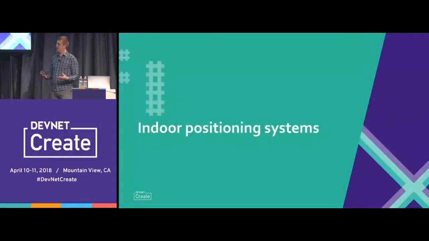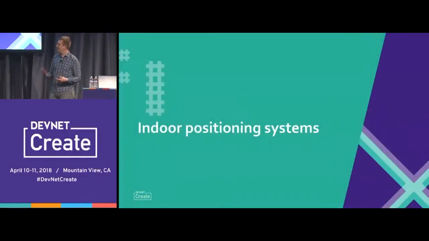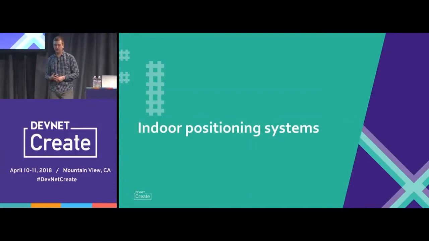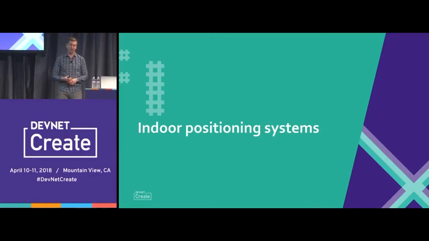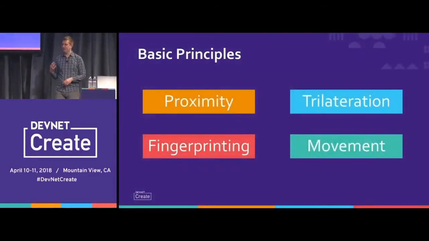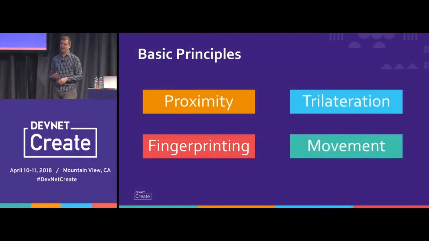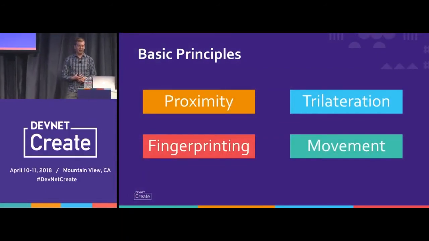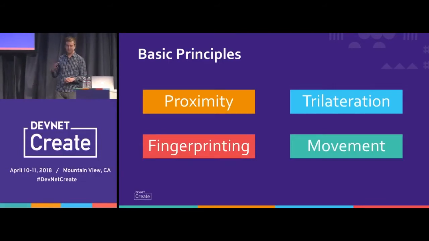But I've been speaking about indoor location systems. I would like to say a few words about what they are. What are the different technologies that we can use today to position you inside of a building? And we see that there are basically 4 different basic principles for defining the big categories. The first one is proximity.